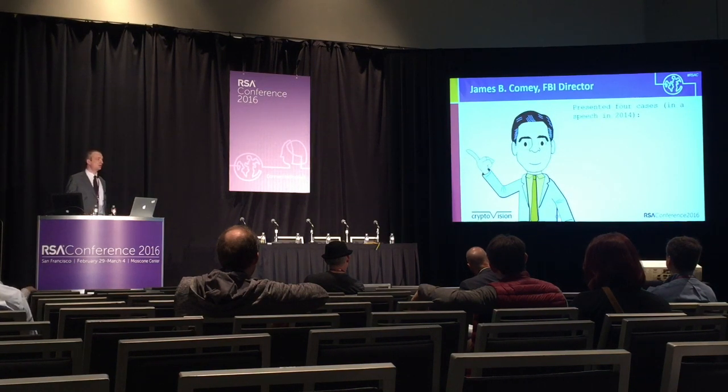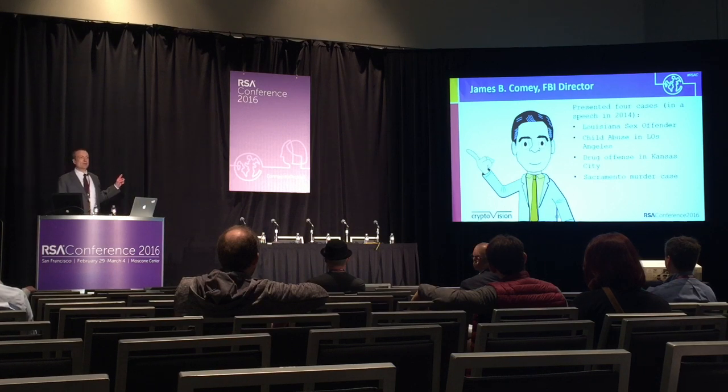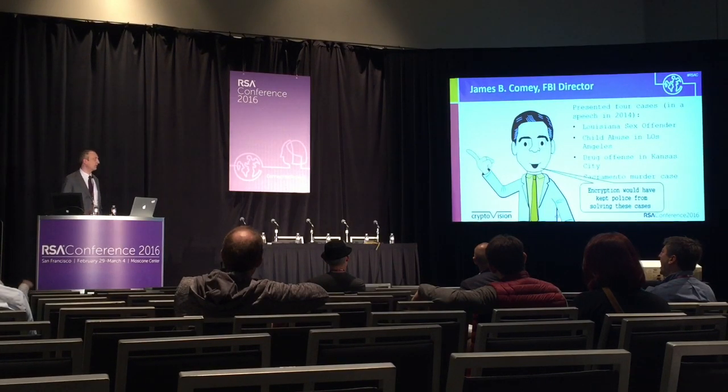James B. Comey was also talking about a few cases. For example, he mentioned a Louisiana sex offender case, child abuse in Los Angeles, drug offense in Kansas City, Sacramento murder case. All these cases are not on my list because in these cases the suspect didn't use encryption. So Comey mentioned these cases because they involve digital data, and if the offender would have encrypted the data, it might have kept the police from solving the case.